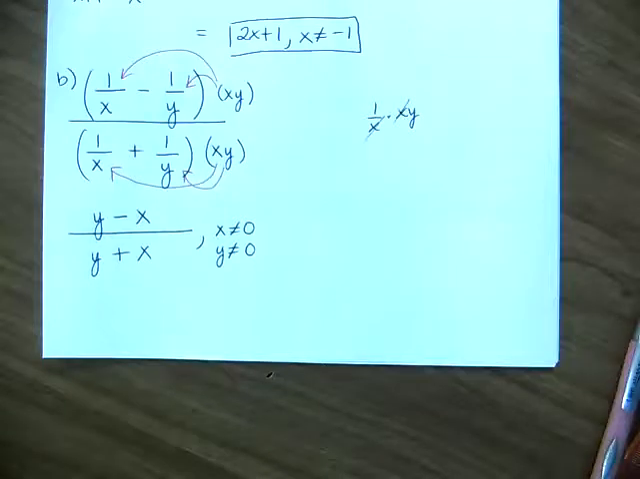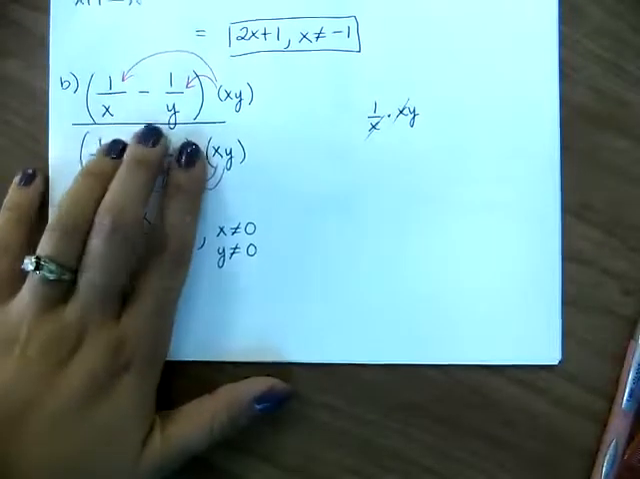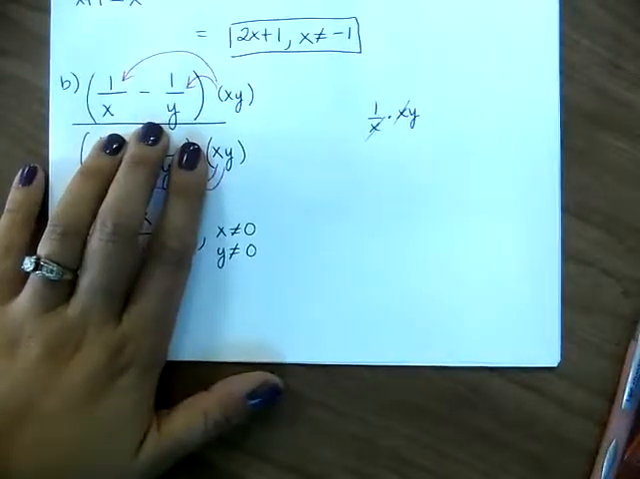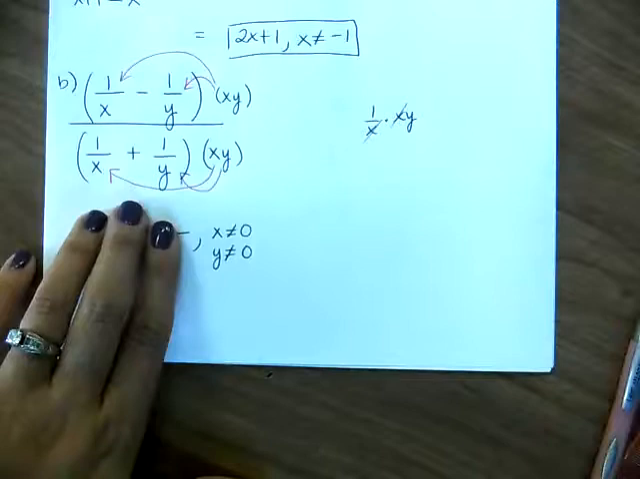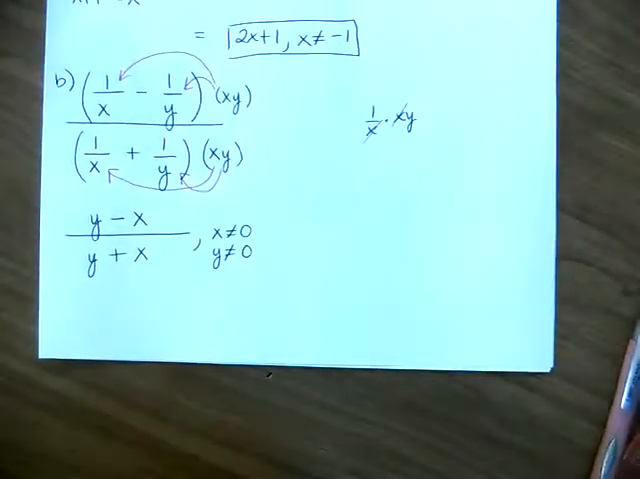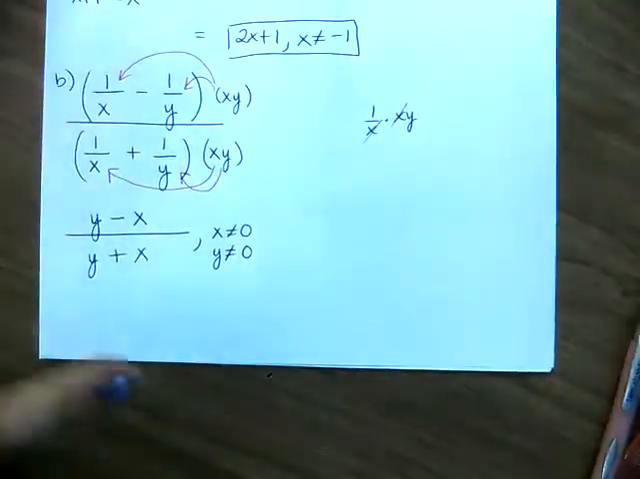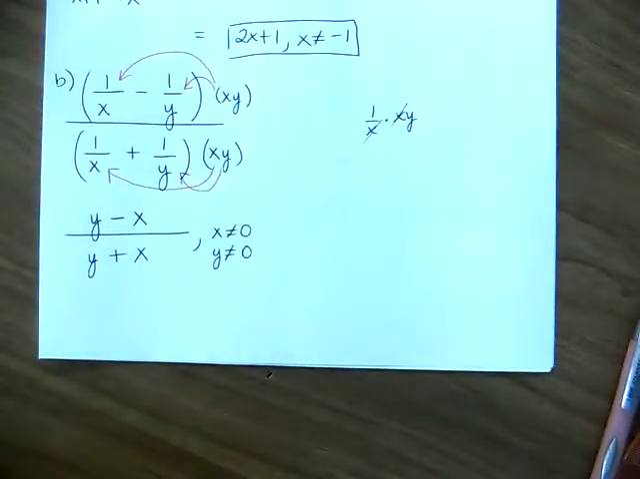There is another way to do this problem. In all these problems, you could get a common denominator in the numerator and a common denominator in the denominator, and then you could multiply by the reciprocal, like we did yesterday when we were dividing. So there is another way, but this is the fastest way to do these problems.